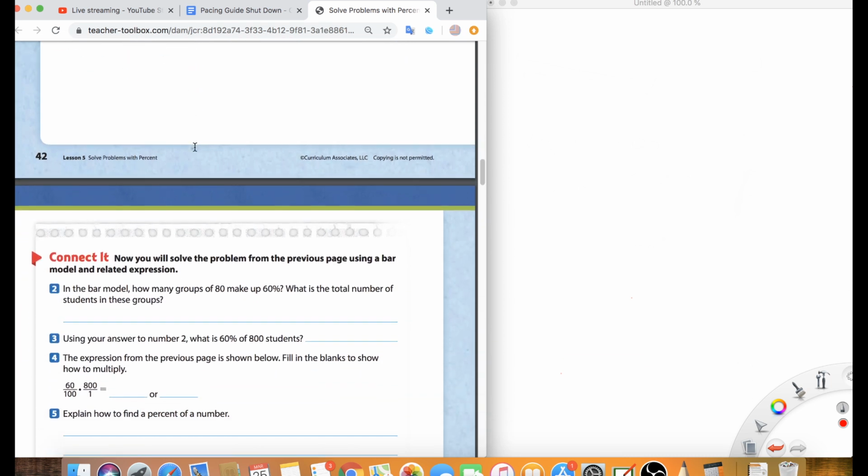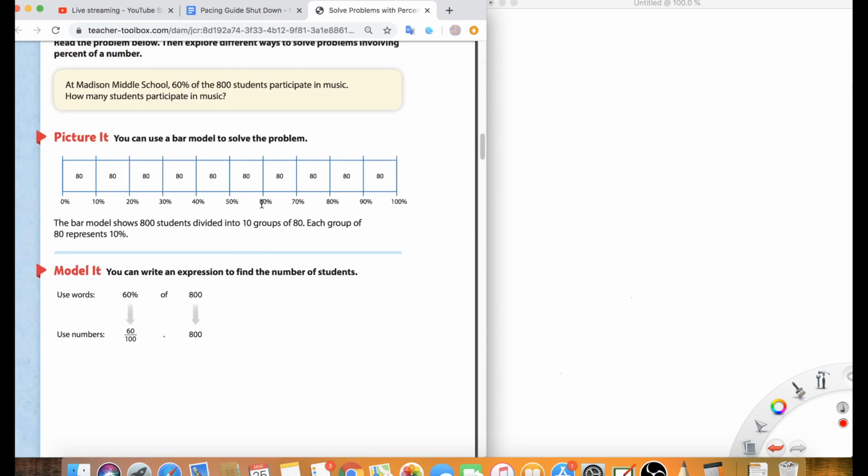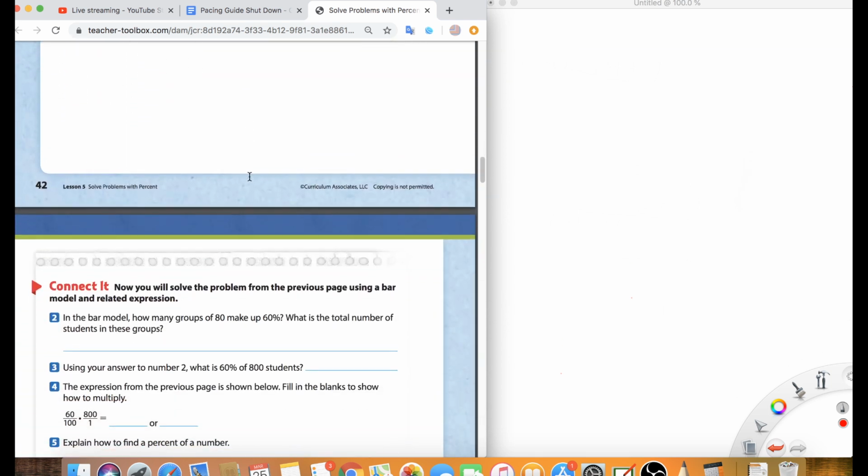Number 2 says, in the bar model, how many groups of 80 make up 60%? So 60% is right here. How many groups of 80? So 1, 2, 3, 4. Count them all the way to 60%. How many is there?